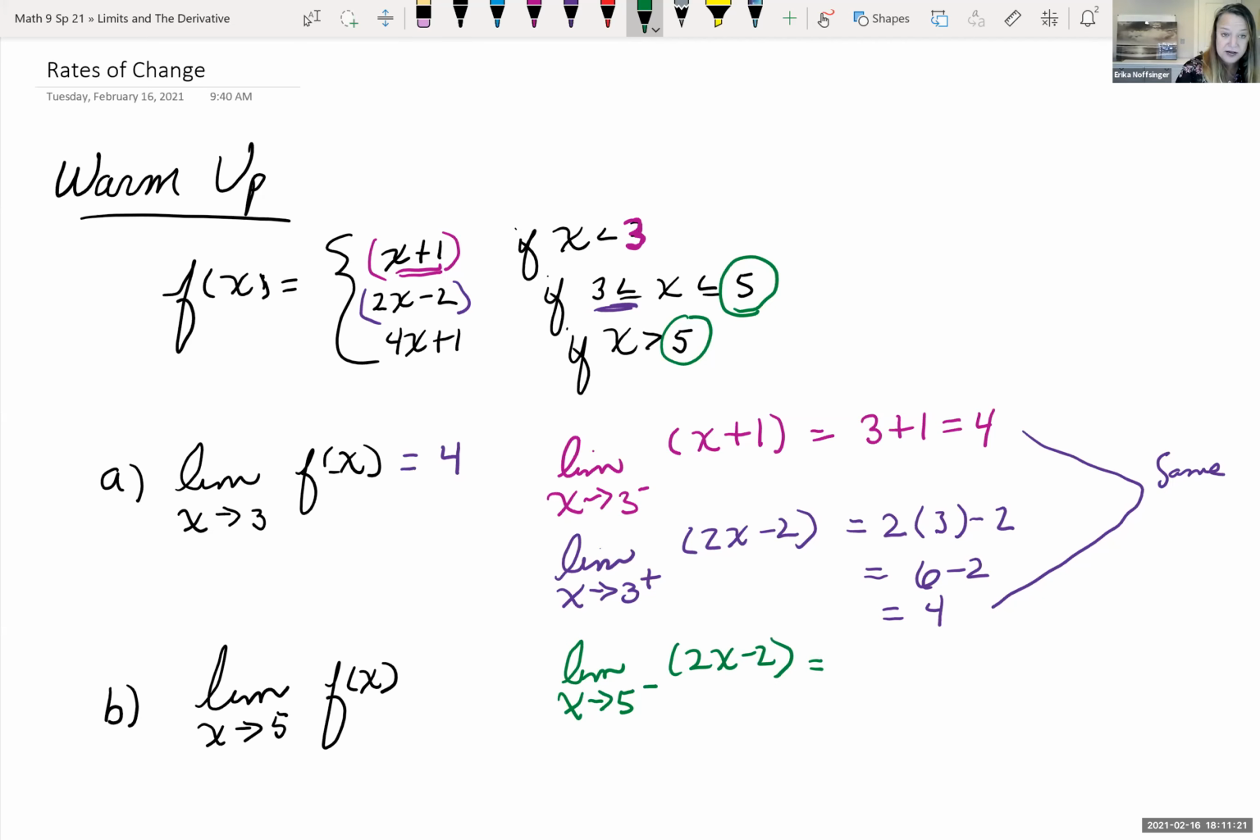So go in, do direct substitution. So we have 2, we see an x there. We're going to replace it with 5, minus 2. So we get 2 times 5 is 10 minus 2. This gives us back 8.